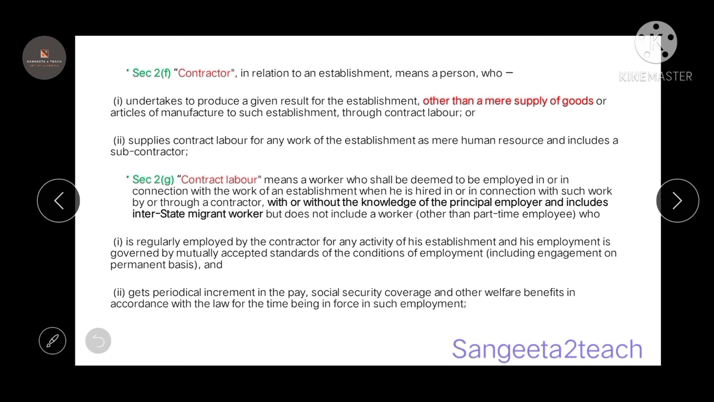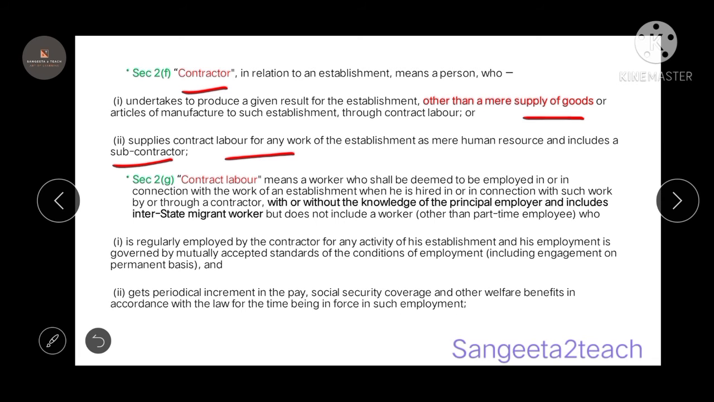Coming to the definition of contractor, that is section 2 of F. So contractor is a person who undertakes to produce a given result for the establishment. So he is going to just produce the result that is being allotted to him. He is not going to do any supply of goods and articles. He is going to supply the contract labor, that's it. He is going to supply the contract labor for any work of establishment, and it also includes subcontractor.